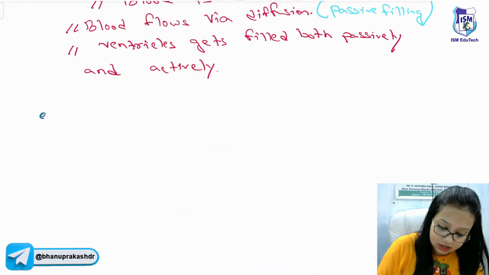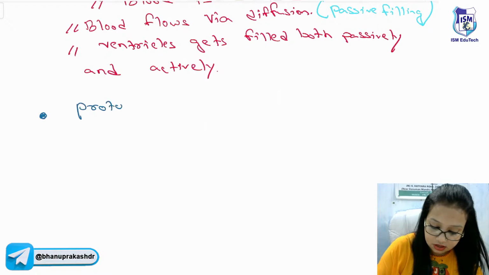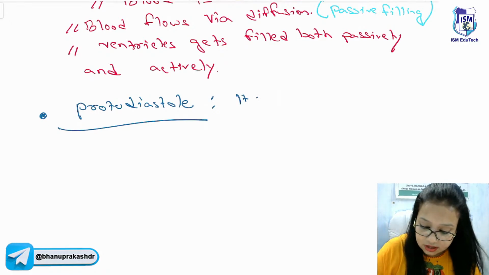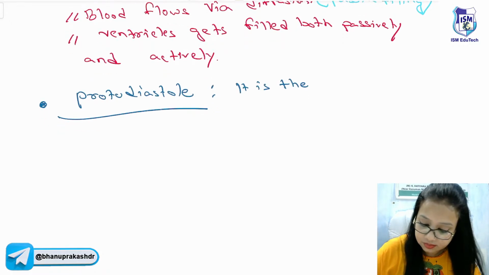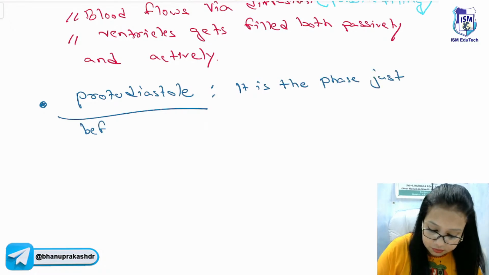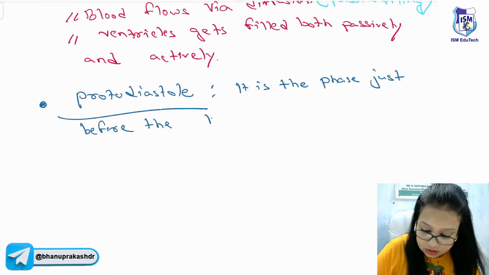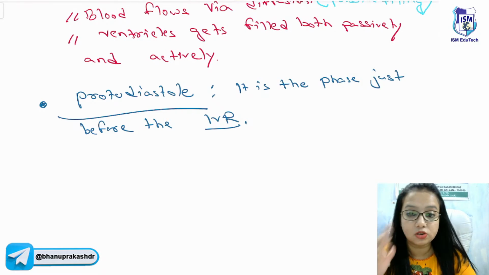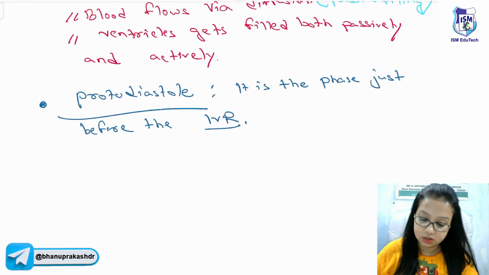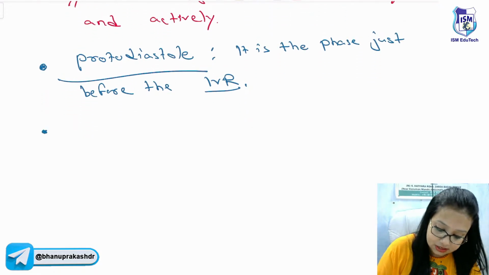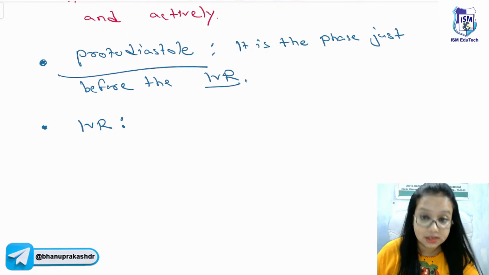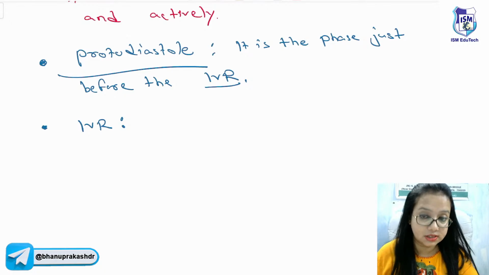Now we will understand what actually happens in these stages, and then we will correlate it to the diagram. Now starting with the first stage, which is the protodiastole. Protodiastole is the phase just before the isovolumetric relaxation starts. Next is the isovolumetric relaxation of the ventricles.